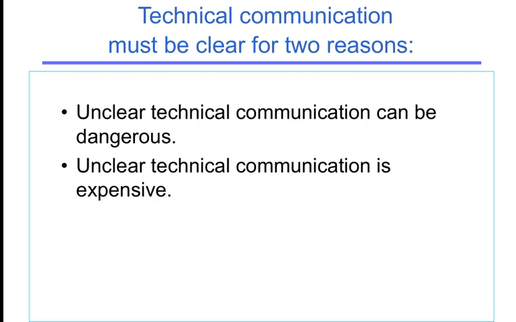Sorry. Technical communication must be clear for 2 reasons. Unclear technical communication can be dangerous, and it can be expensive. So somebody could get hurt if they're following your directions and the directions are not clear. Or some process could be broken, something could happen, a tool could break because you weren't following the directions the correct way, and again, because of misinformation or information that was not clear.